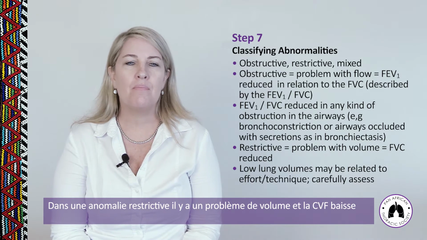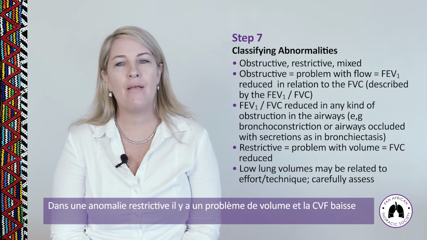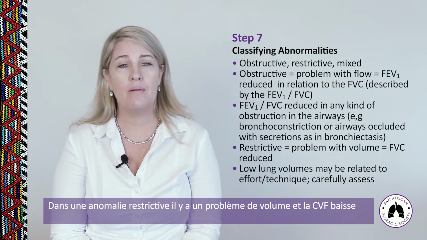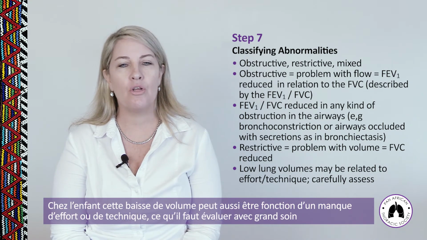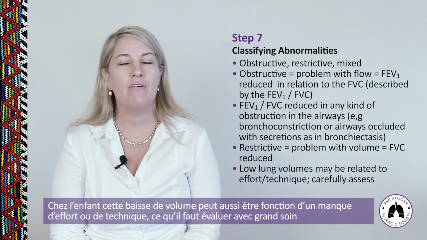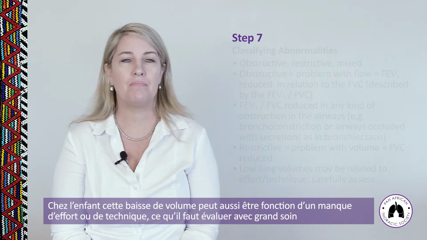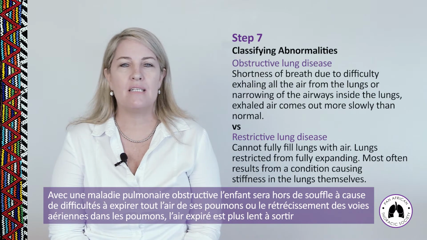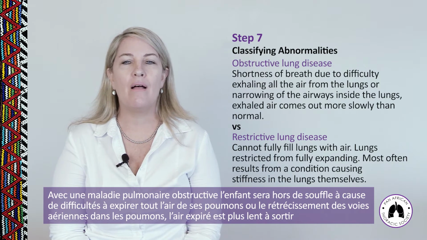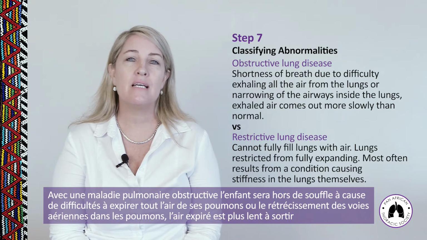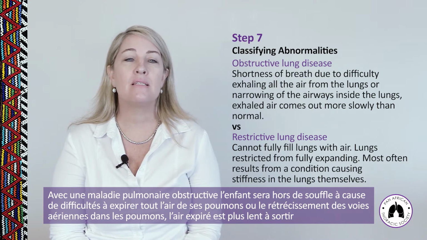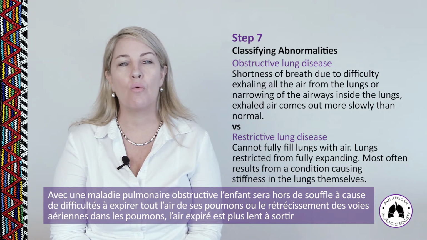In a restrictive impairment, there is a problem with volume and the FVC is reduced. In children, low lung volumes may commonly be related to effort and technique, which should be extra carefully assessed. In obstructive lung disease, a child will have shortness of breath due to difficulty exhaling all the air from the lungs or narrowing of the airways inside the lungs. So the exhaled air will come out more slowly than normal.